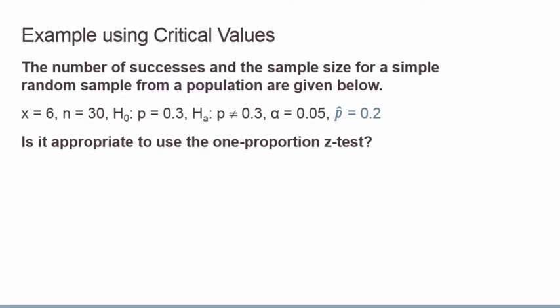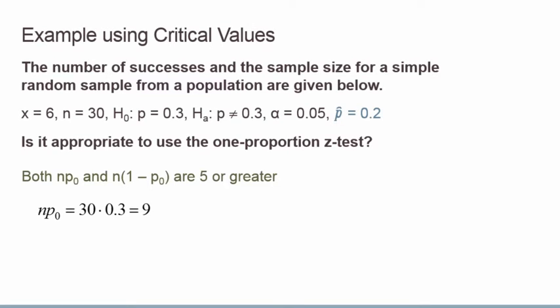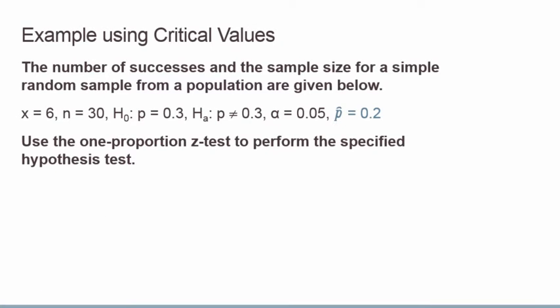Continuing, is it appropriate to use the one proportion Z test? In order to use the one proportion Z test, both n times P sub 0 and n times (1 minus P sub 0) are 5 or greater. n times P sub 0 is 30 times 0.3, which is 9. n times (1 minus P sub 0) equals 30 times (1 minus 0.3), which is 21. Yes, it is appropriate.